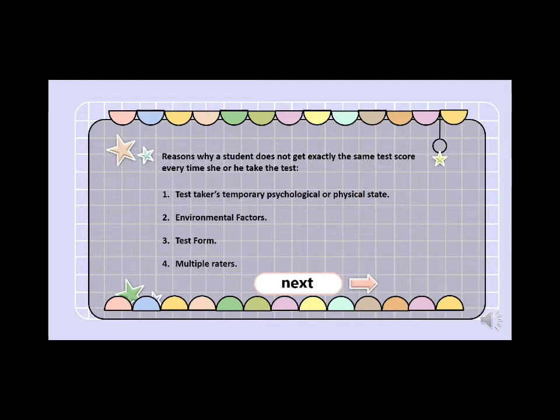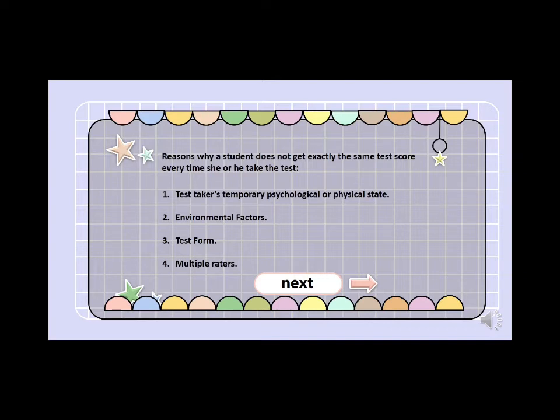First is test takers' temporary psychological and or physical state. Test performance can be influenced by a person's psychological or physical state at the time of testing. For example, different levels of anxiety, fatigue, or motivation may affect the applicant's test result.